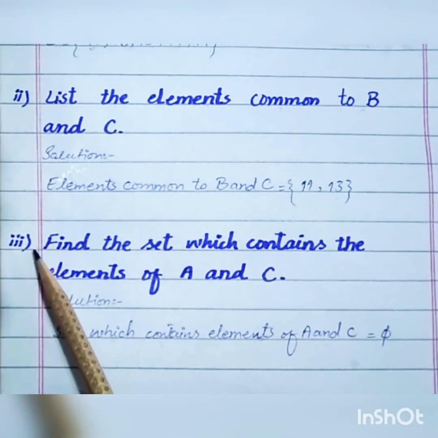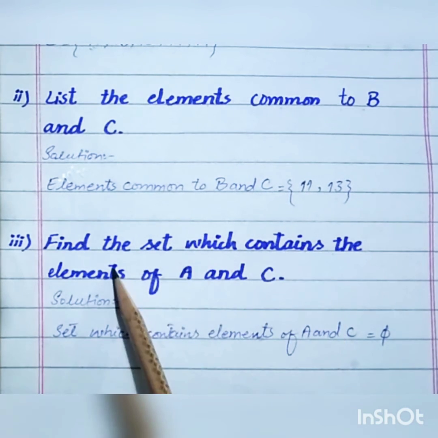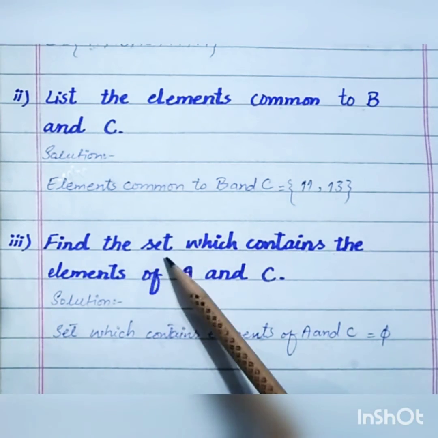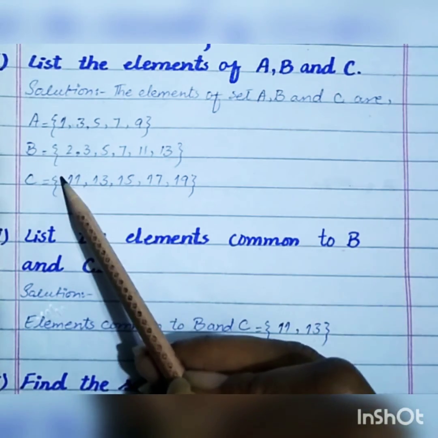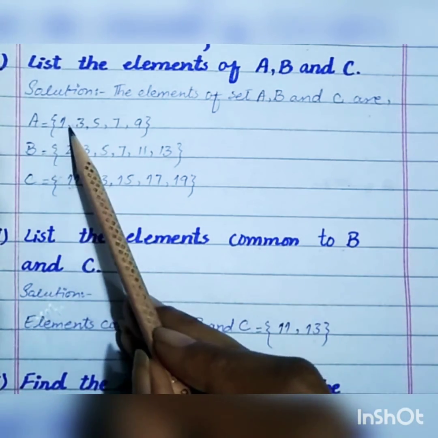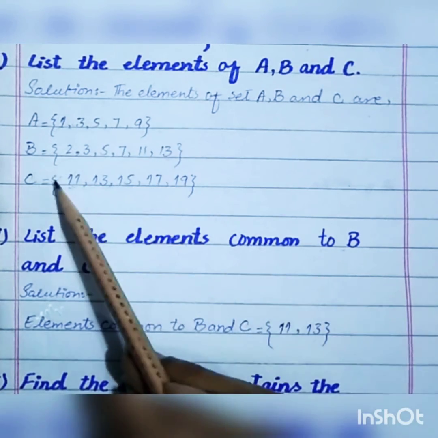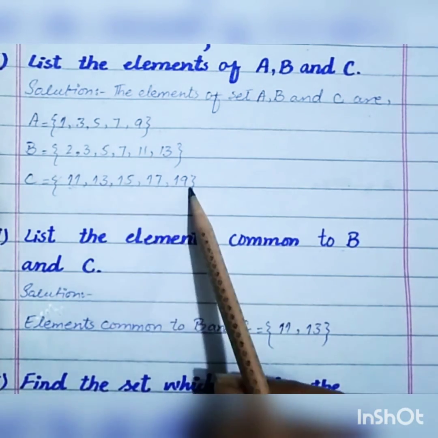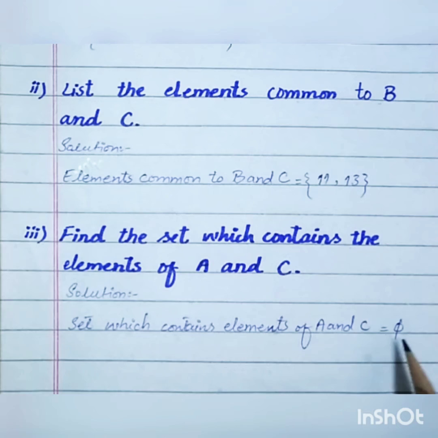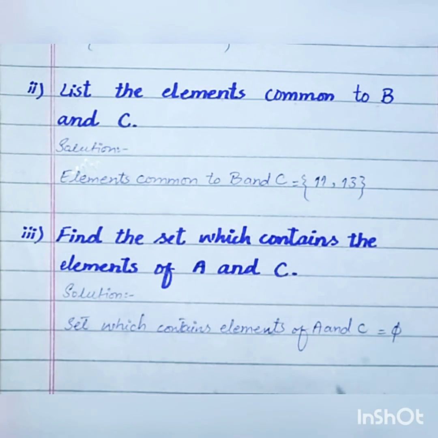Part number 3 is find the set which contains the elements common to A and C. We can see that in both sets A and C there is no common element. In set A, the elements are 1, 3, 5, 7 and 9. In set C, the elements are 11, 13, 15, 17 and 19. Here there is no common element. So we will write the empty set because there is no element present in both A and C.